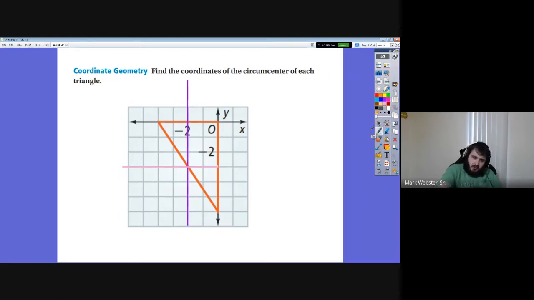And so, where is our circumcenter going to have to be? It's going to have to be right here at the point -2, -3, right? So that's one way to do a problem like this. Let me show you another way now.